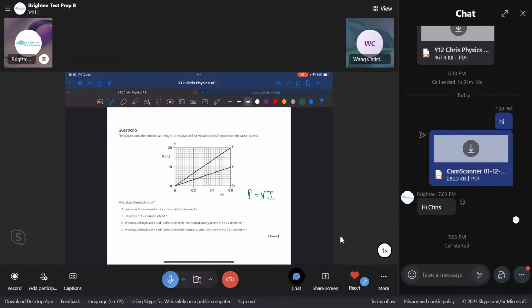C is in series, so the current is the same in both, and for X, because it has double resistance, it also has 2 times the potential difference of Y. So X has twice the power of Y. So it's... okay, yeah, correct. All right. Okay, that's correct.